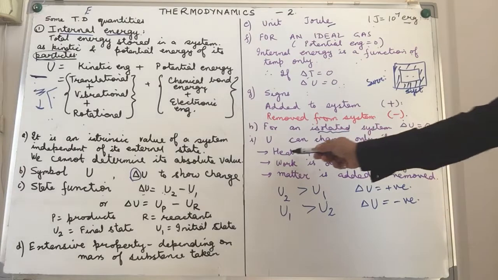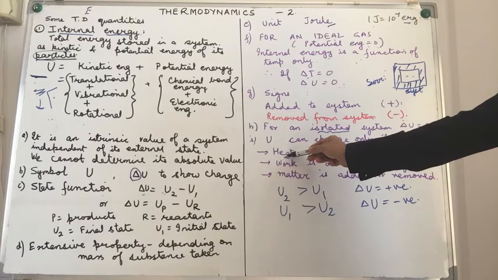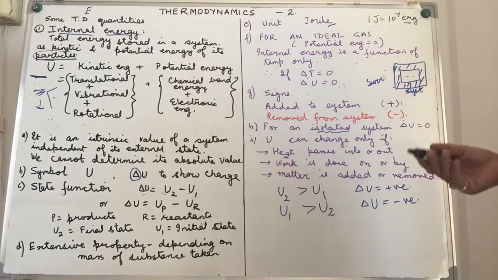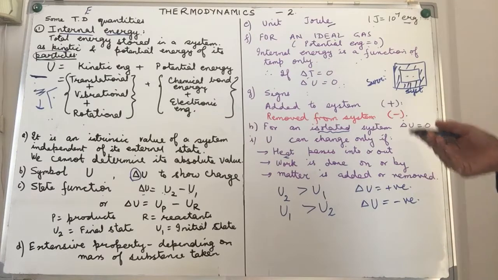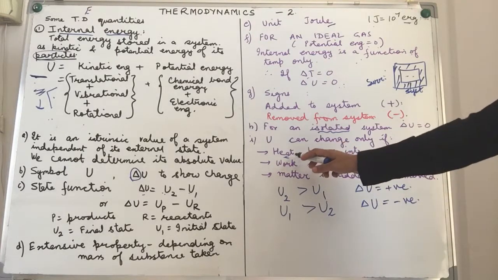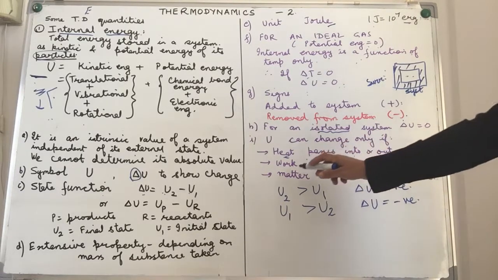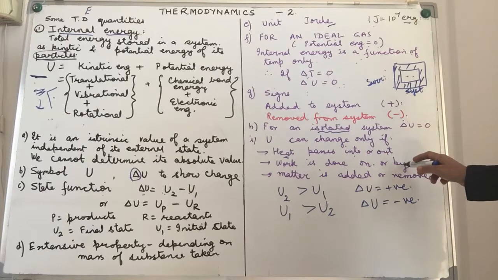How can we change the internal energy of a system? Of course, by changing the heat associated. I'm using the word changing. We can either heat the system, we can also cool it. So either heat passes into or out of the system. Out of the system is when you cool the system. Work is done on or by the system.